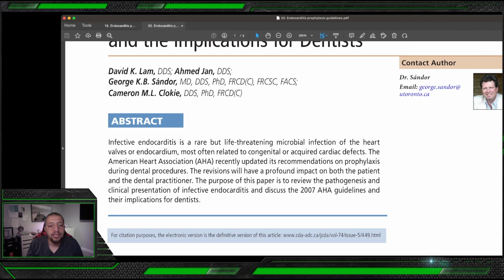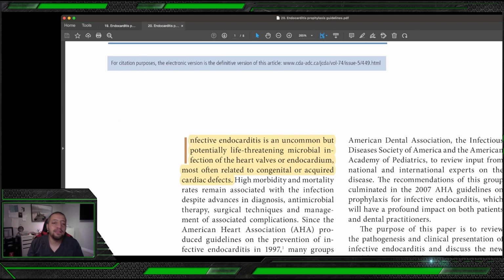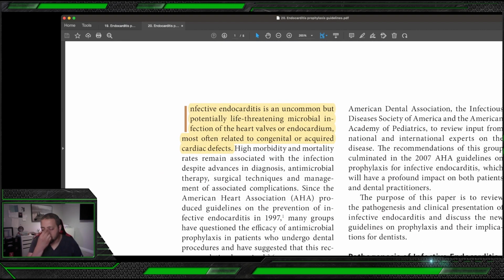So, infective endocarditis is a rare but life-threatening microbial infection of the heart valve or endocardium, most often related to congenital or acquired cardiac defect. In simple terms, this means some patients will have some valve problem or cardiac problem that requires the physician, the cardiac doctor, to give them support inside the valve or maybe a replacement for the valve, which is for sure gonna be a plastic part.